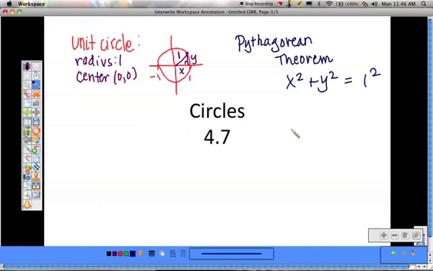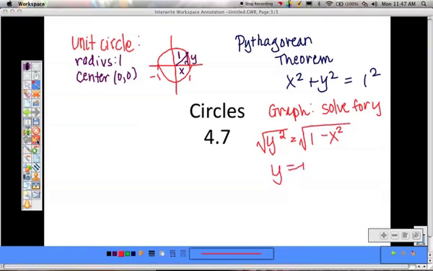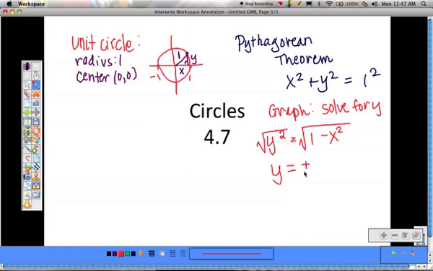Now if you wanted to graph this in your graphing calculator, what letter do you need by itself? And the answer is you need y by itself. So to graph, let's solve for y. First thing I would subtract x squared from each side. You get y squared equals 1 squared, which is 1, minus x squared. Take the square root. Remember, when you take the square root, there's 2 answers, the positive and the negative. So y equals plus or minus, which means the positive and the negative answer, of the square root of 1 minus x squared.